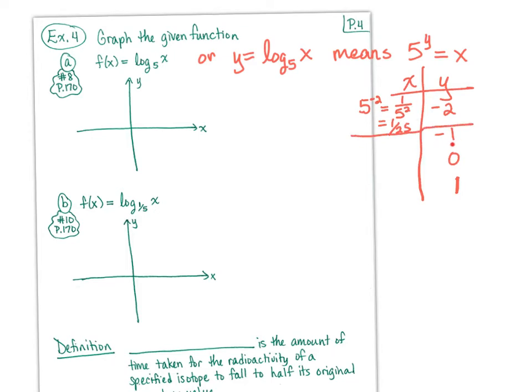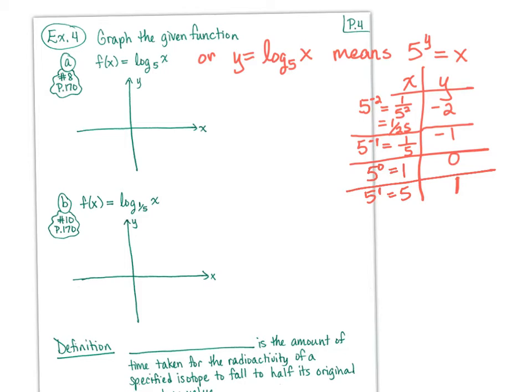Whenever y is -1, we get 5 raised to the -1, or 1 over 5. Whenever y is 0, we have 5 to the 0, which is just 1. And then when y is 1, we get 5 raised to the 1, which is just 5. So now we can plot our points.